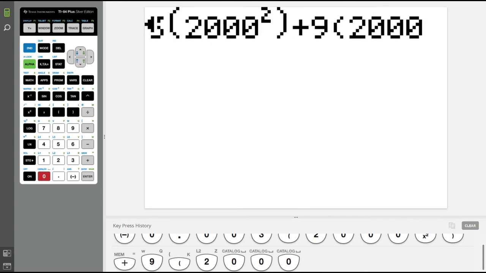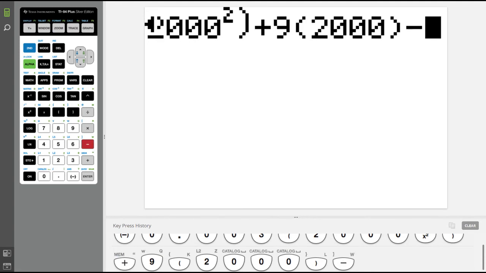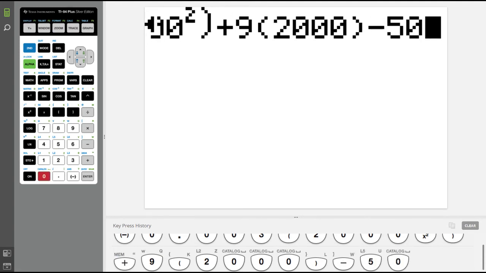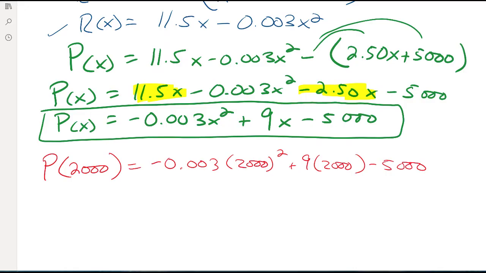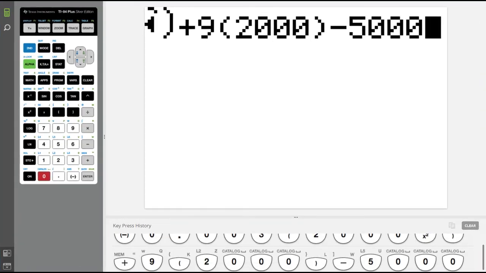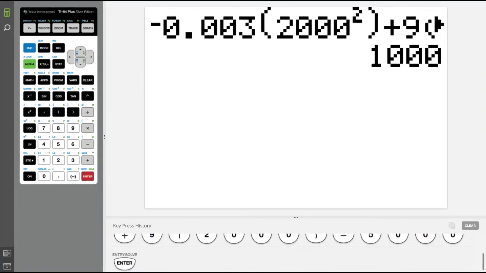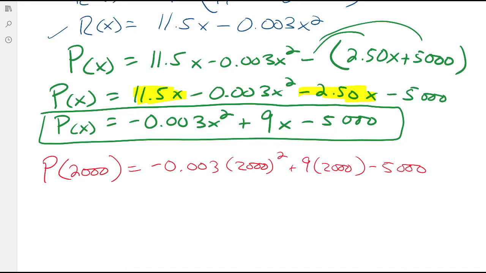Okay, so remember the parentheses indicates we're multiplying. And then minus 5,000. Okay, just let me double check. Yeah, looks good. All right, so if we go back to our calculator, hit enter, we get an answer of $1,000. So our profit of selling 2,000 light bulbs is $1,000.